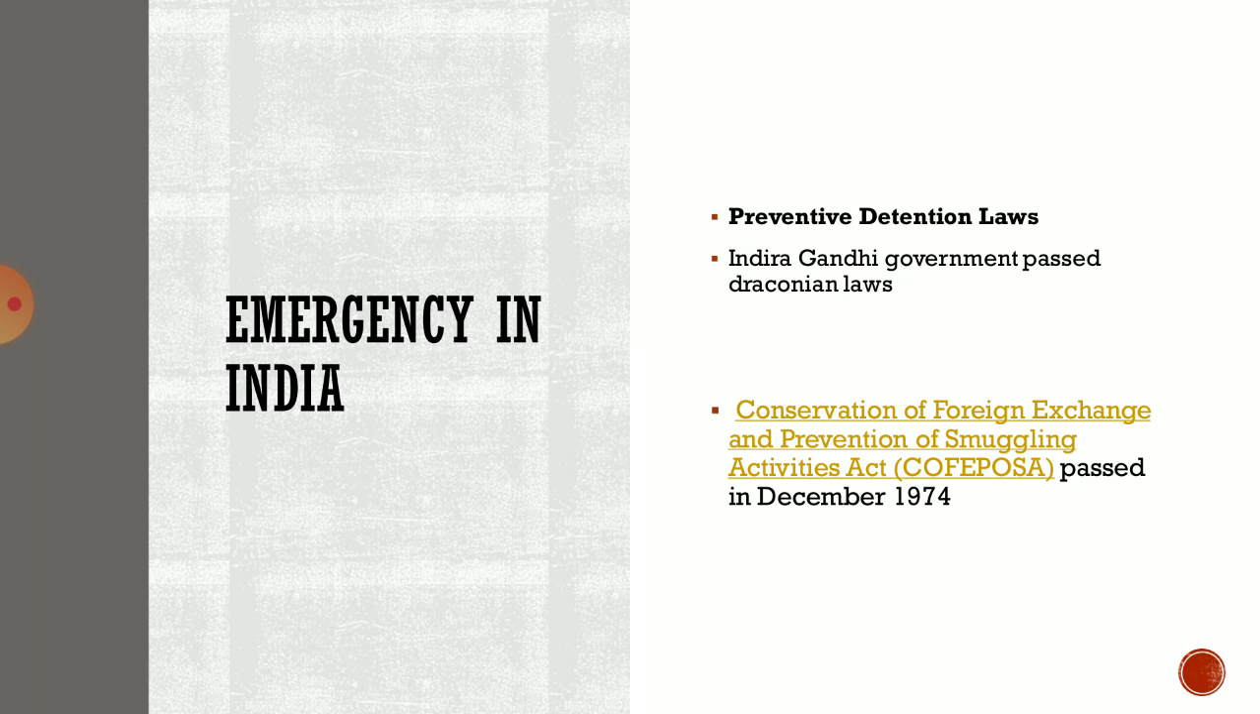Then we will not go into Raj Narain, okay. He was defeated in the 1971 parliamentary elections by Indira Gandhi, and he lodged cases of election fraud and use of state machinery for election purposes against her in the Allahabad High Court, but that is not very important. So let us move to the next topic, preventive detention law, as you can see in this slide.